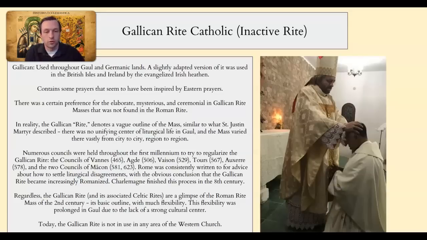Numerous councils were held throughout the first millennium to try to regularize the Gallican Rite, such as the Council of Vannes, Agde, Vaison, Tours, Auxerre, and the two councils of Mâcon. Gallican bishops were constantly writing to Rome for advice on how to settle liturgical disputes, and so in a sense, the Gallican Rite was plagued with liturgical chaos for centuries. Eventually, Charlemagne the Great would regularize worship throughout his empire by simply requiring all the different provinces of his empire to celebrate the Roman Rite, and this brought an end to the Gallican Rite.